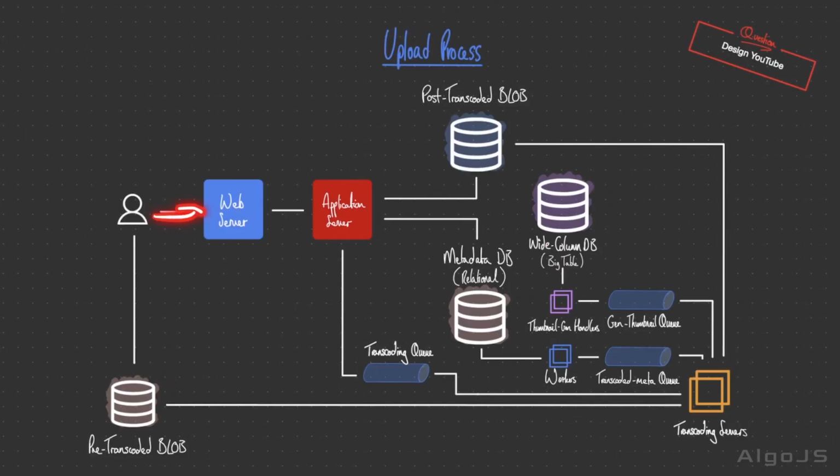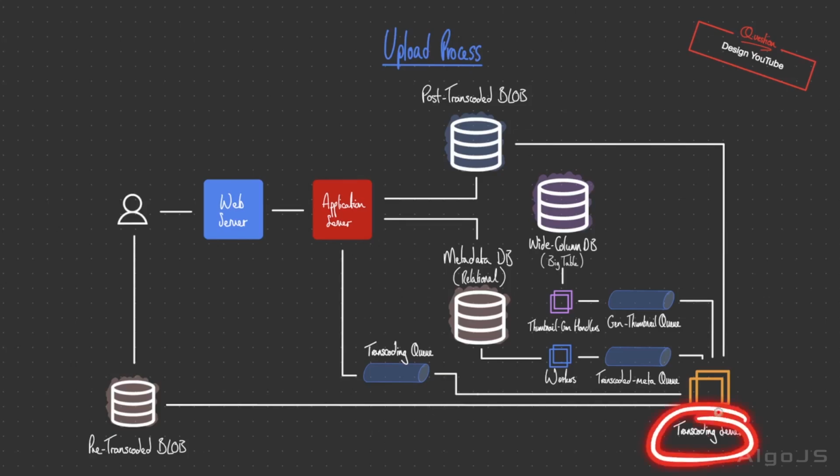So the post request comes in from the client. It goes through the web server. It reaches the application server. The server can respond with some kind of token indicating that the user has permission and can immediately store the video within a pre-transcoded blob, essentially a data dump. At the same time, the application server can generate an event message to a transcoding queue for that specific video that was just uploaded to the pre-transcoded blob.